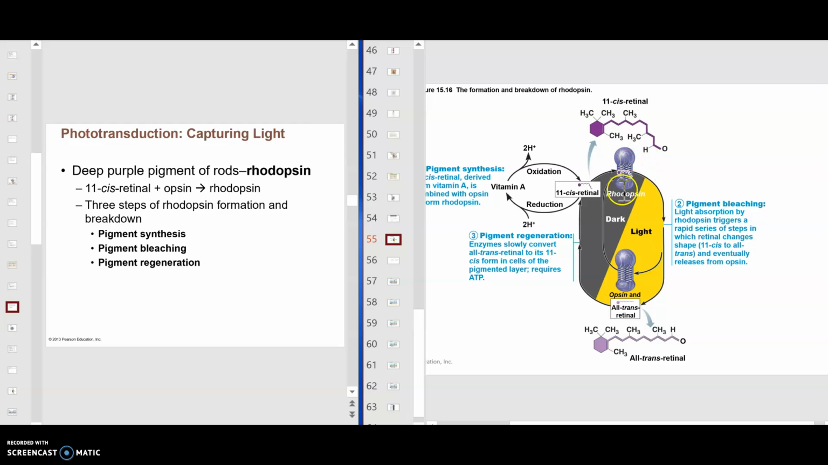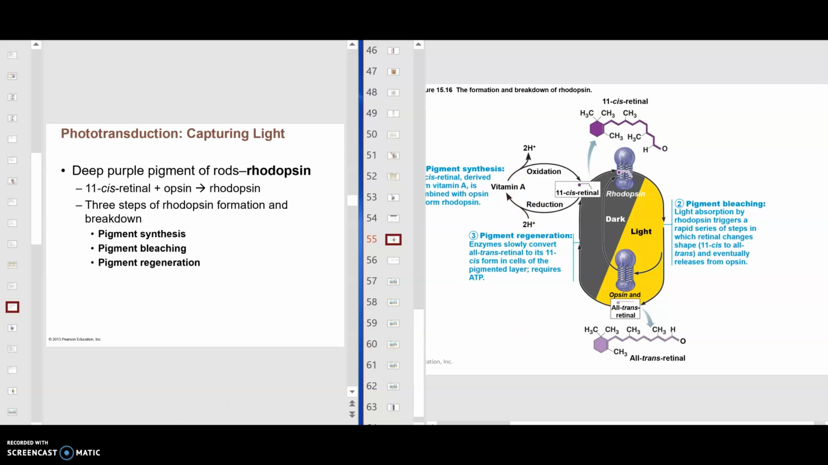And the process of removing the retinal from the opsin is called pigment bleaching. And this is one of the first steps in this action of phototransduction, pigment bleaching. So you can look at that. So pigment synthesis, pigment bleaching, and pigment regeneration coming back again, as we alluded to.